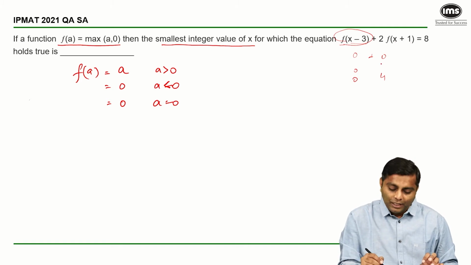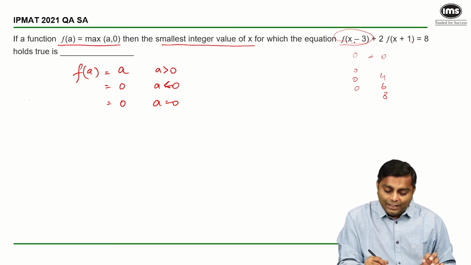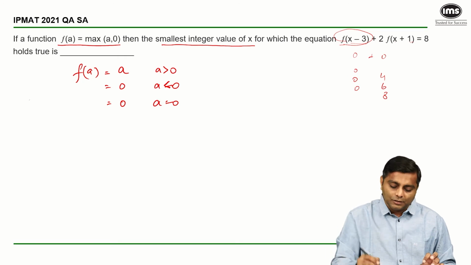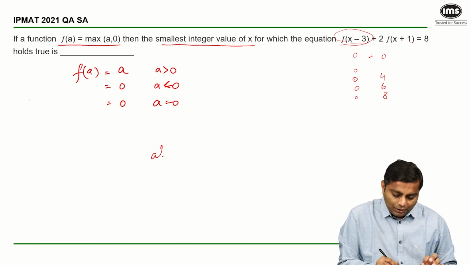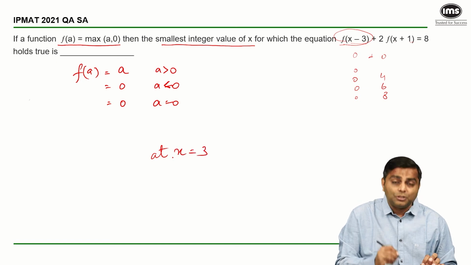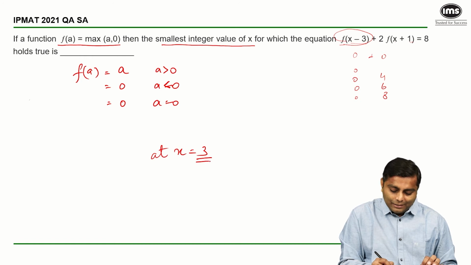So, now this is 4. If you take x as 2, this is still going to be 0. And here it's going to be 2 plus 1, 3, 3 into 2, 6. So, yes, nice. Now it should be x is equal to 3. So, 3 plus 1, 4, 4 into 2, 8. And here 3 minus 3 is 0, f of 0 is 0. But anyway, we reach the value 8 at x is equal to 3. So, at x is equal to 3, we are able to satisfy that inequality. So, the answer is 3.